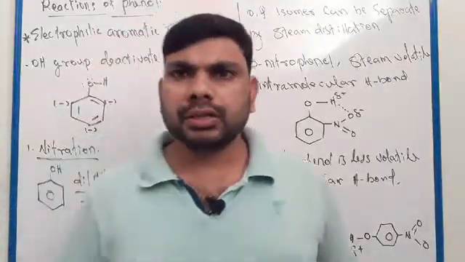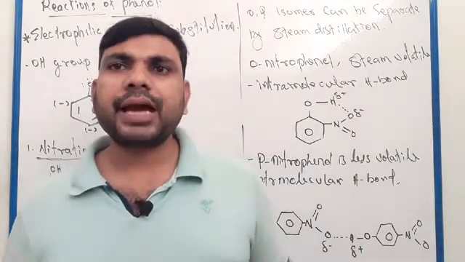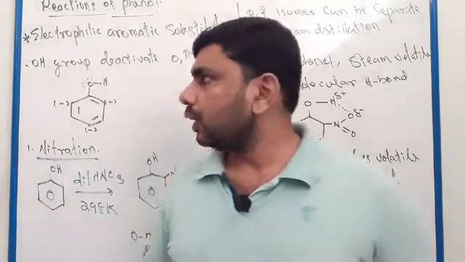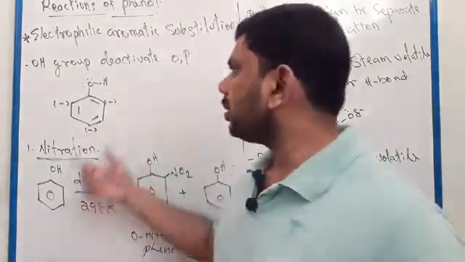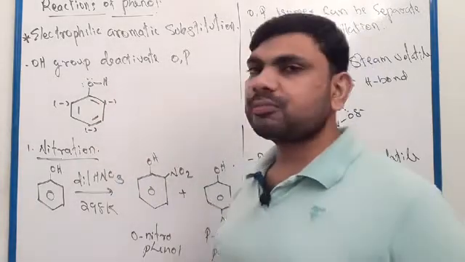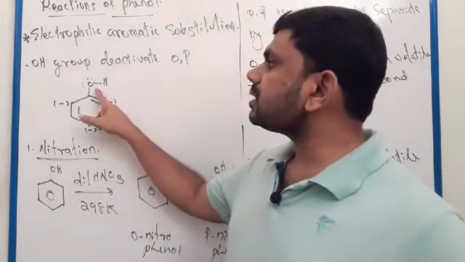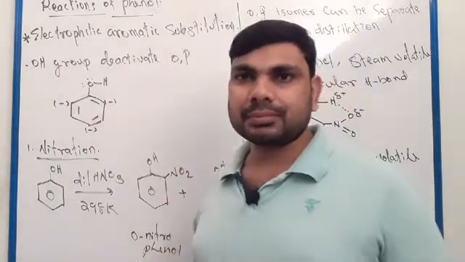Welcome to chemistry classes. In this video we are going to discuss the chemical reactions of phenol. We know the structure of phenol. Here is the benzene ring, and on the top of the benzene ring there is OH. We know the oxygen atom has two lone pair electrons.